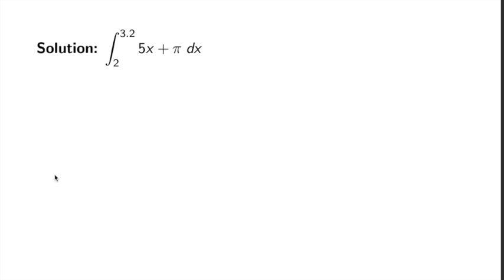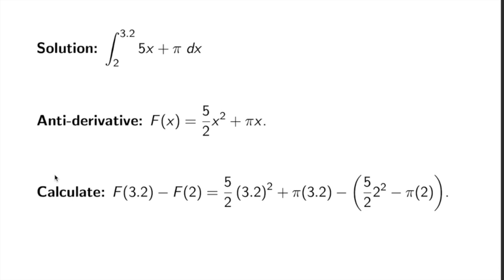An antiderivative is 5 over 2 times x squared plus pi times x. So we simply evaluate the antiderivative we found at the endpoints. This gives quantity 5 over 2 times 3.2 squared plus pi times 3.2 minus quantity 5 over 2 times 2 squared plus pi times 2. Please don't use a calculator. If you want, you can simplify this using a computer.